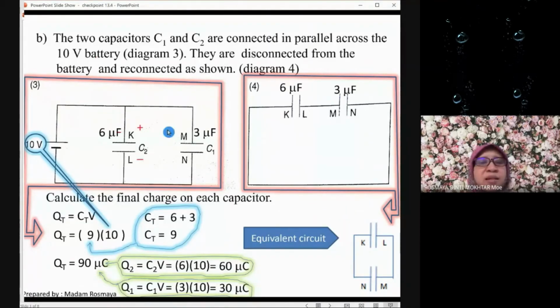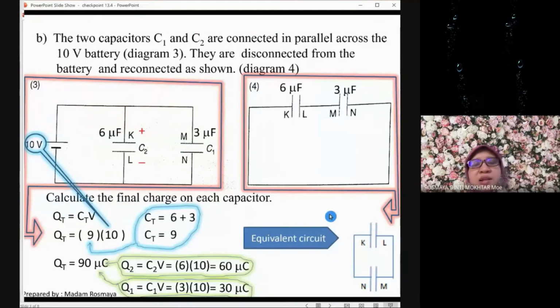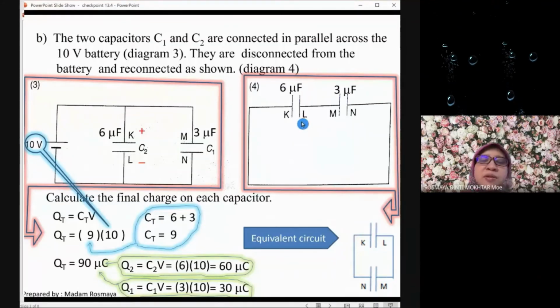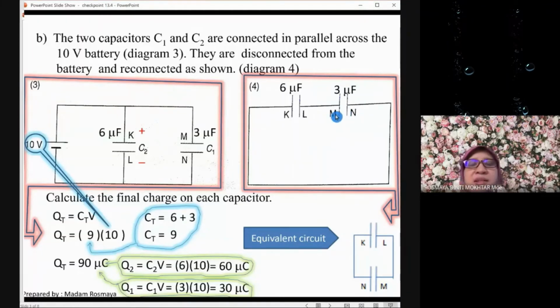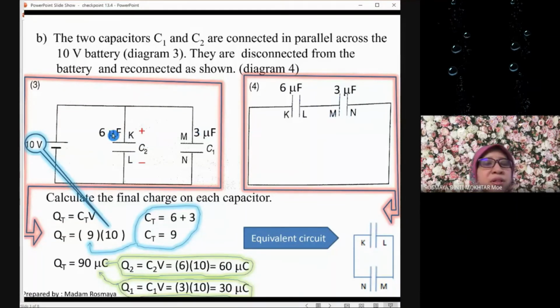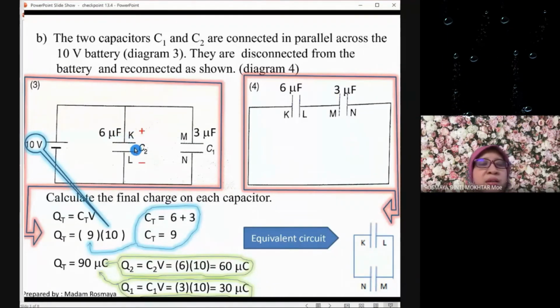So next part, to get the total charge now, we need to check the sign, because now they are connected terminally. We check the terminal of the capacitors. Initially, before they are disconnected from the battery, check the terminal of the C2. This is the terminal of the battery here, terminal positive. So K must be positively charged, so L is negatively charged.